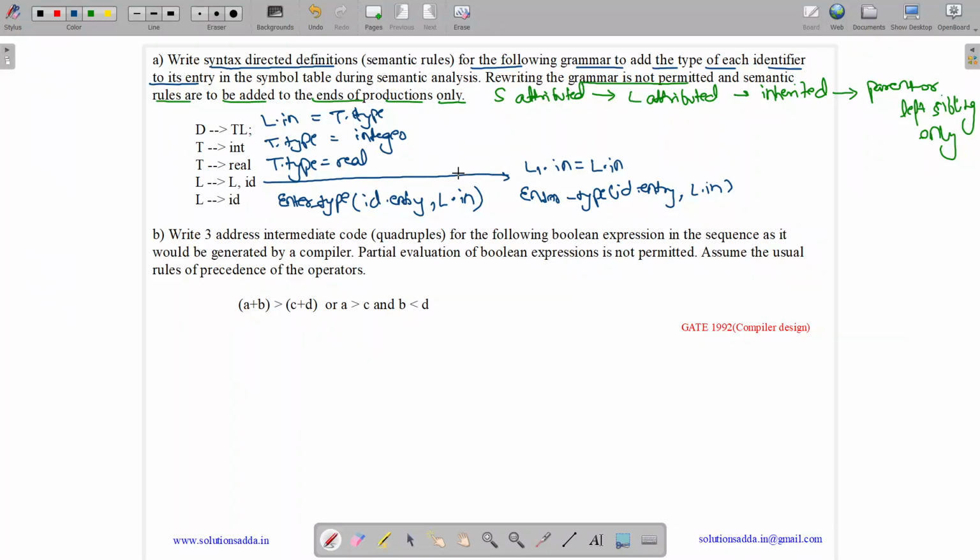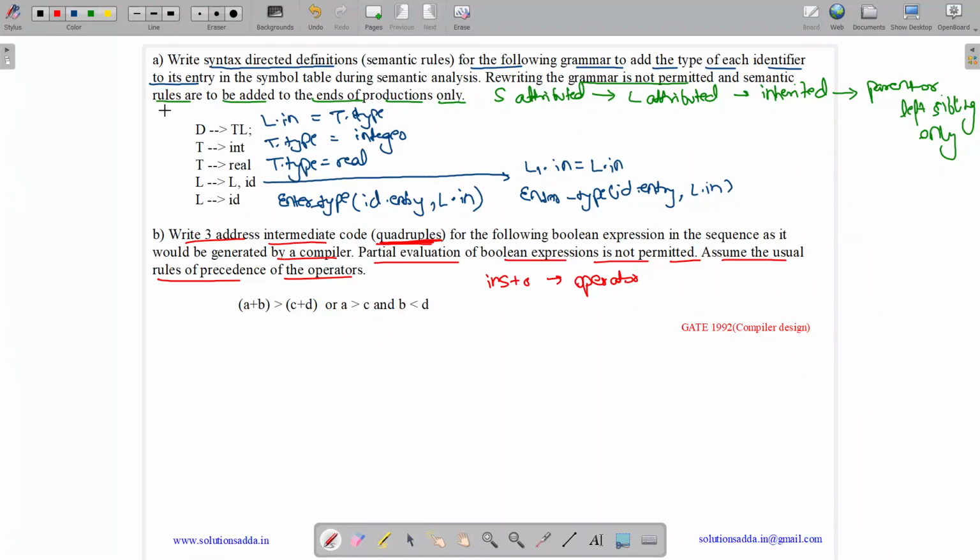Now let us see the second question. So the second question states, write 3 address intermediate code, which means quadruple codes for each of the Boolean expression in the sequence as it would be generated by the compiler. Partial evaluation of Boolean expression is not permitted. Assume the usual rules of precedence of the operator. So this is our expression. We need to write the quadruples. So what is the meaning of quadruples? Quadruples means we will have 4 fields, which means each operation, each instruction will have 4 fields. What will be those 4 fields? The operator.